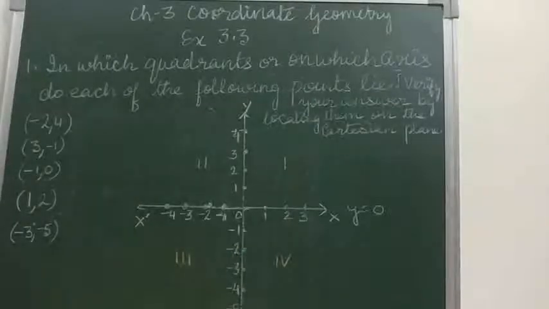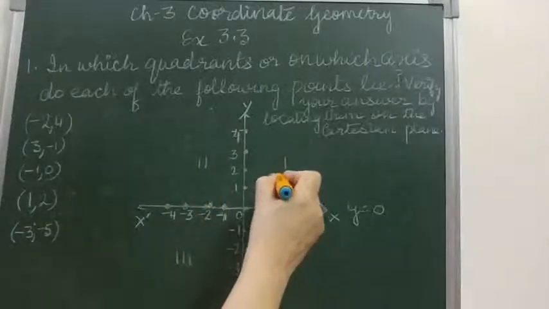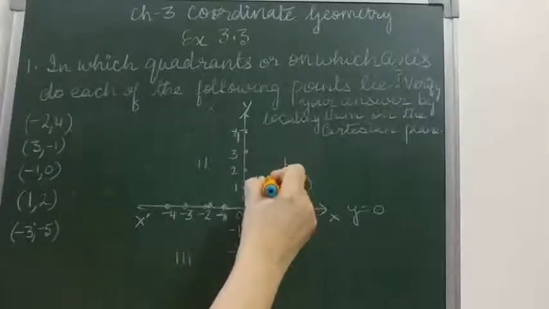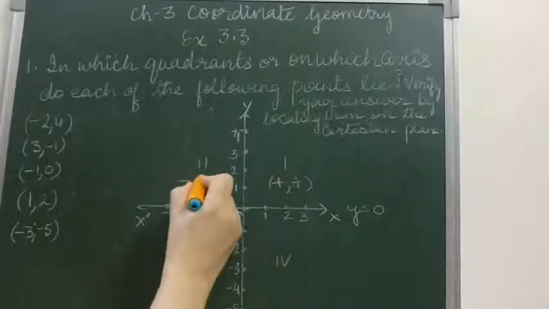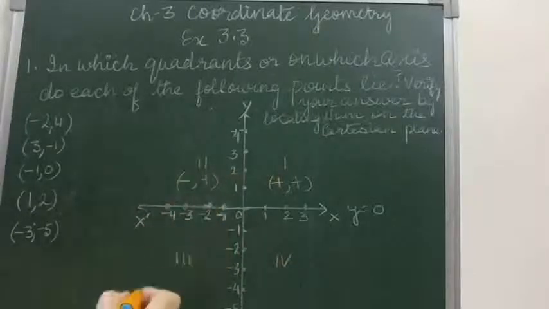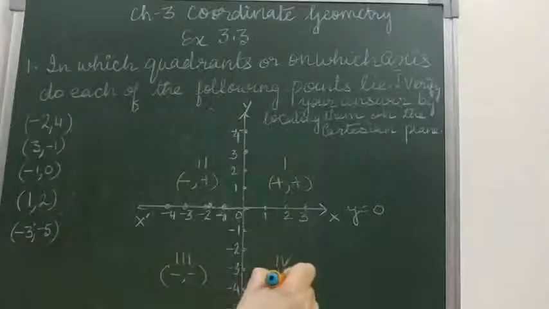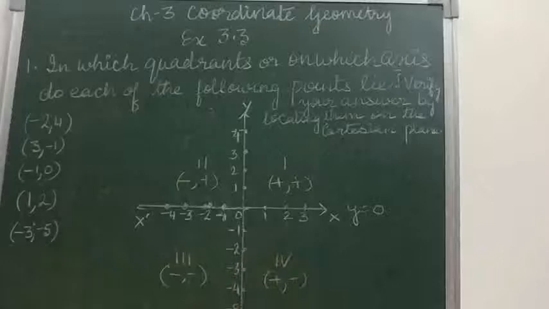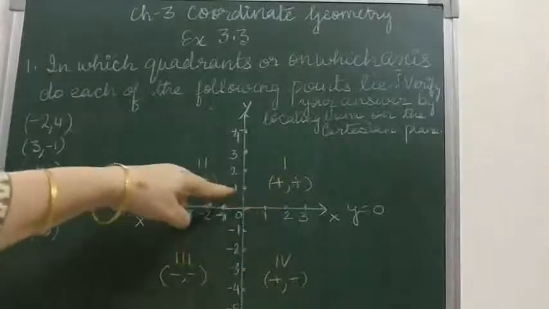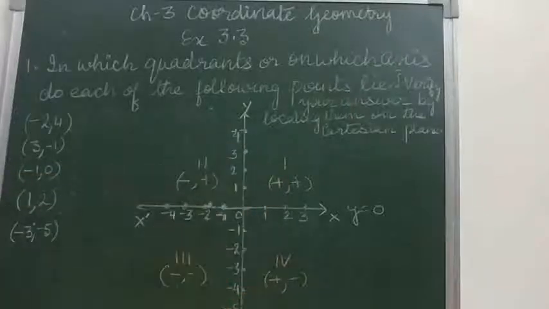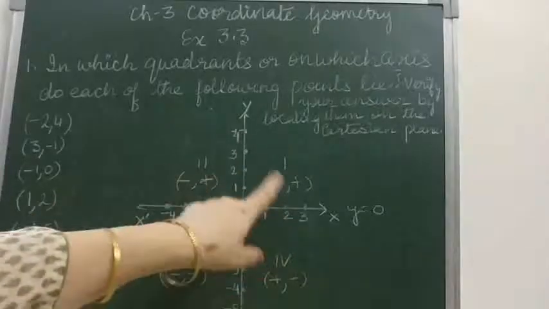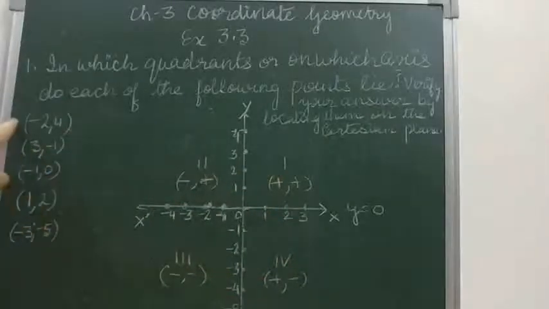The sign of the coordinate points in these 4 quadrants is as follows: x is positive and y is also positive; x is negative, y is positive; x is negative and y is negative; here x is positive and y is negative. So we know the sign of the coordinate points in all these 4 quadrants. Looking at these signs, we will be able to decide in which quadrant these points lie. So let us do it.